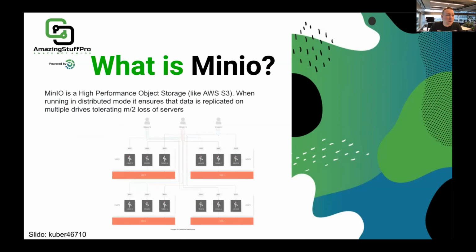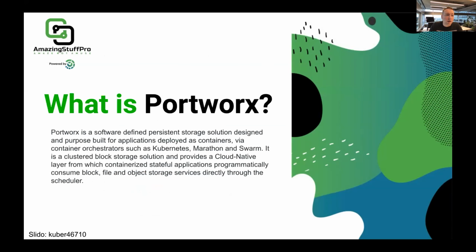If you're not familiar with MinIO, it's a high performance object storage like AWS S3. When it's running in distributed mode, it ensures that data is replicated on multiple drives, tolerating half of the servers' loss. And Portworx is a proprietary product. Basically, it's a cluster block storage solution that provides a cloud-native storage layer abstraction.